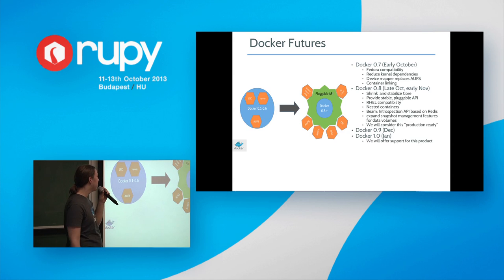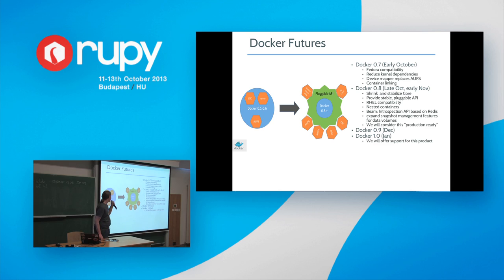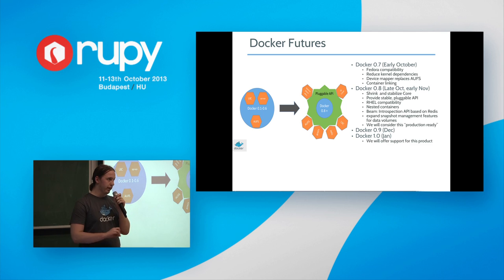So, roadmap. Like I said, Docker 0.7 is compatible with Fedora, with much less kernel dependencies, so much less dependency on whatever distro you use. So it will make it usable on more machines. Device mapper replaces AUFS. We also have container linking, which is a feature that will allow orchestration in the long run.